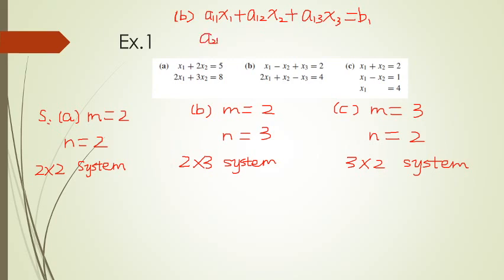And then A21x1 plus A22x2 plus A23x3 equals B2, right? Equals B2. So that is the standard 2 by 3 linear system. Now comparing with this standard format, let me ask, what is A11? What is A11 for part B for this specific system?